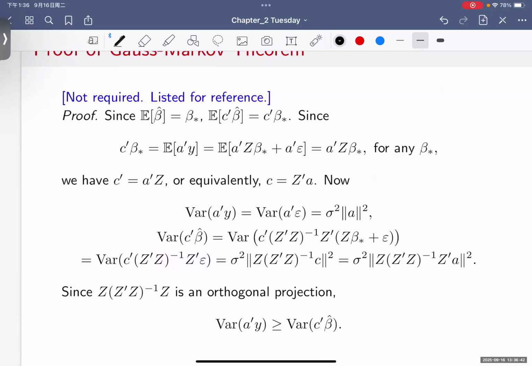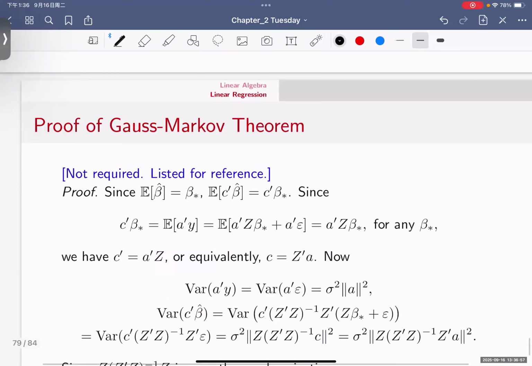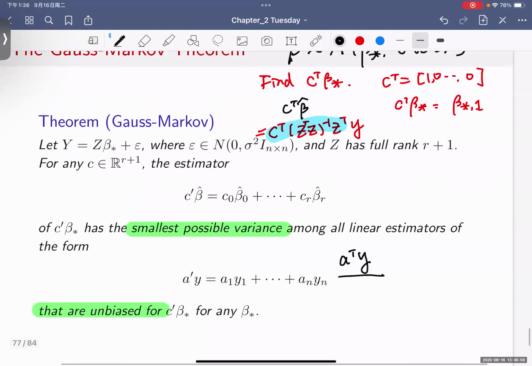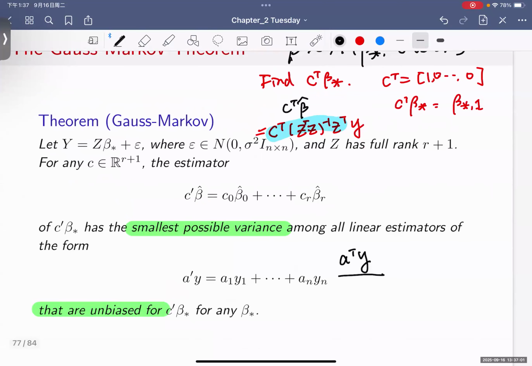This demonstration is not so straightforward, because at this moment you need to show that any other arbitrary unbiased estimator will also lead to a larger variance compared with the variance we proposed here, from the C transpose beta hat. But just keep in mind, this is the usual case to answer how good the least square estimate is.